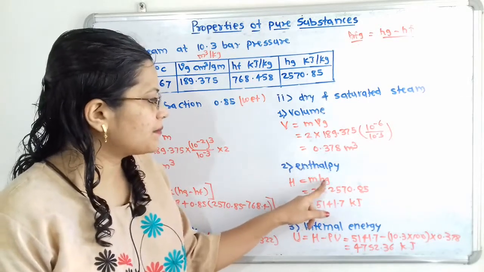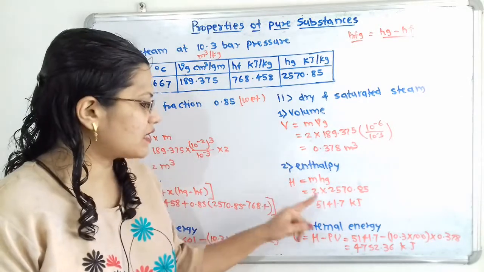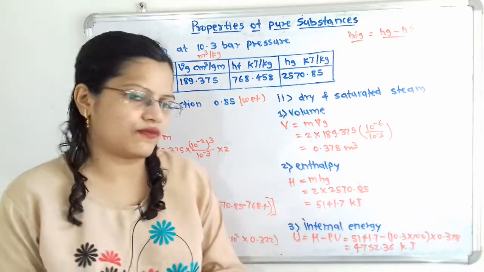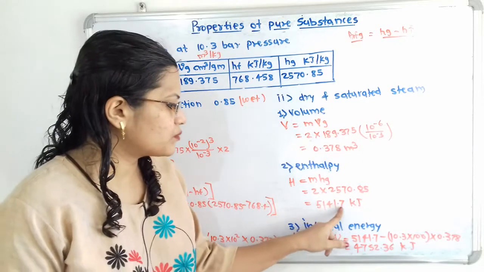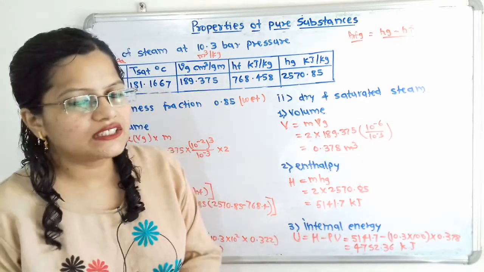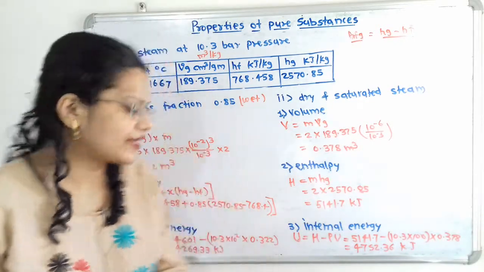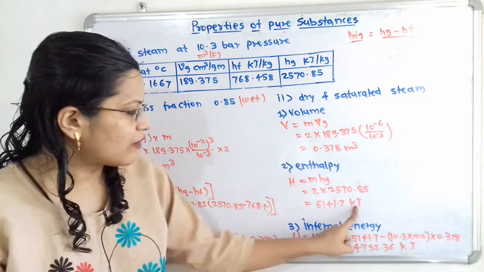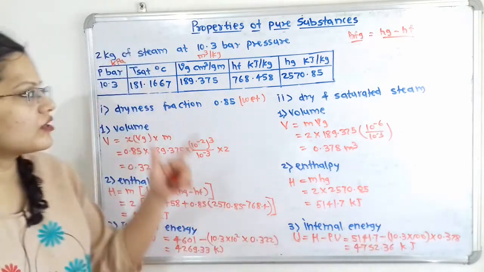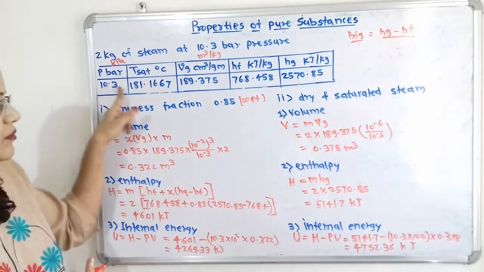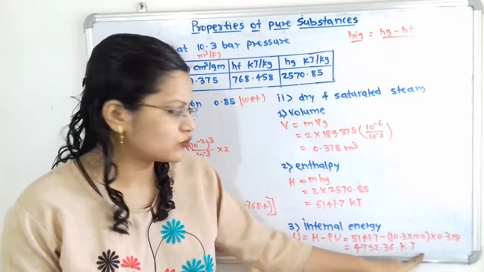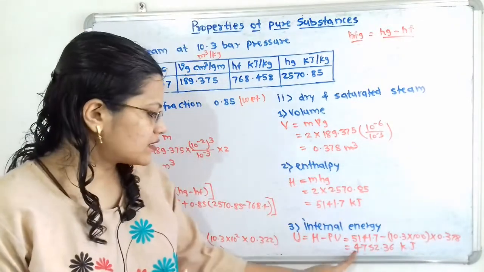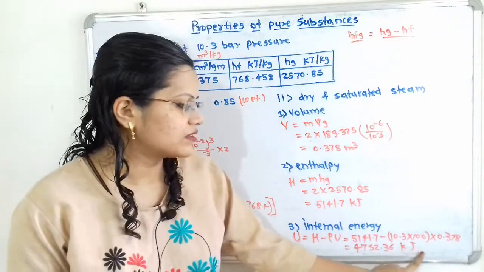Now next is enthalpy. So enthalpy is m into hg, that is the total enthalpy, 2 into hg. So hg is given 2570.85, so the answer is 5141.7 kilojoule. And now next is internal energy. So the same formula is there, that is U is equal to H minus PV. So H, we have to take minus P, we have to consider in kilopascal, that is 10.3 into 100 or 10 raised to 2 multiplied by V, that is 0.378. So the answer is 4752.36 kilojoule.